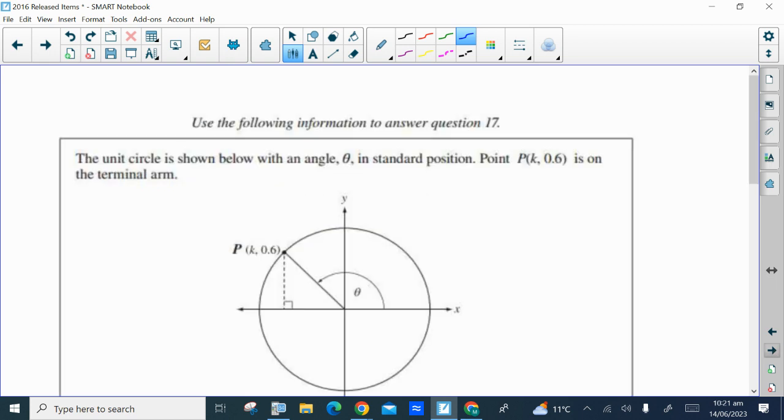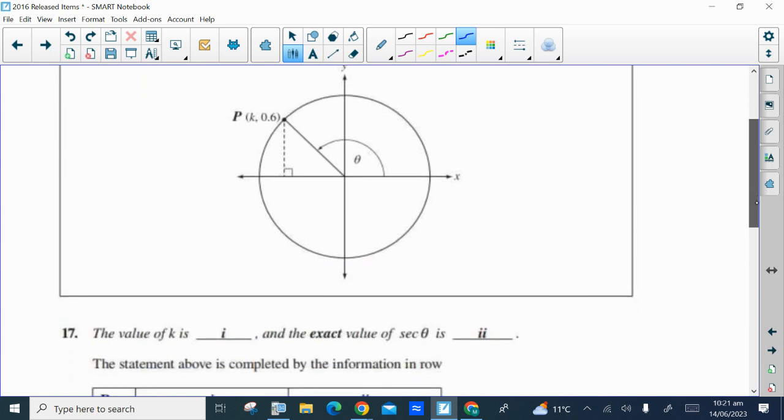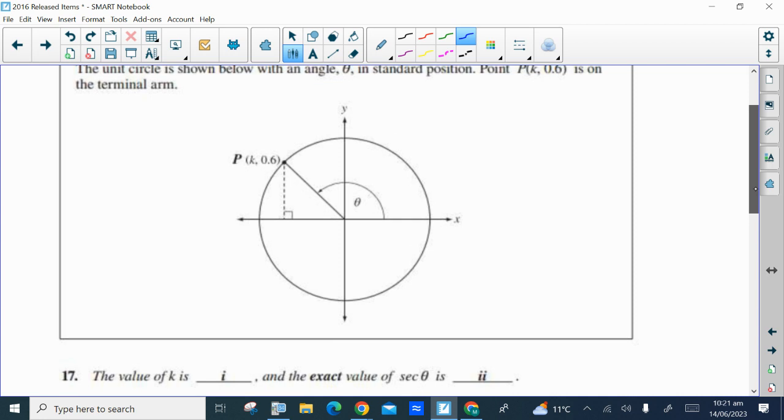Next question. Unit circle shown with an angle theta in standard position. Point K, 0.6 is on the terminal arm. We want to find the value of K and the exact value of secant theta. I think we've seen a question like this before in our review. Because it's a unit circle, the radius is 1. To get to this point, you're going to go K to the left and 0.6 up.